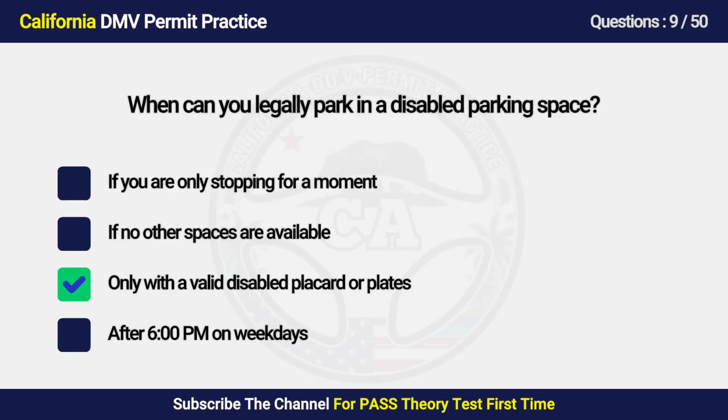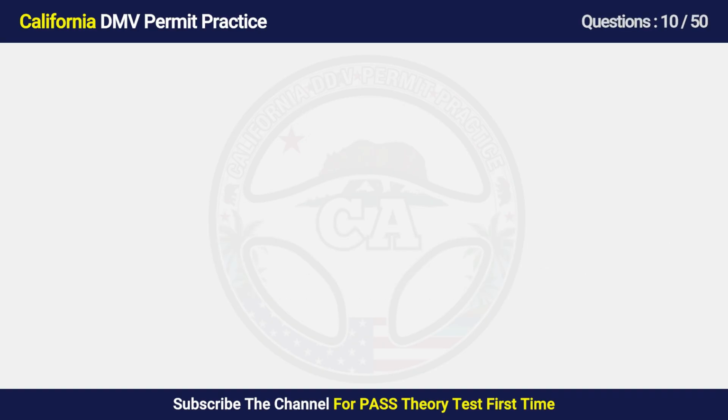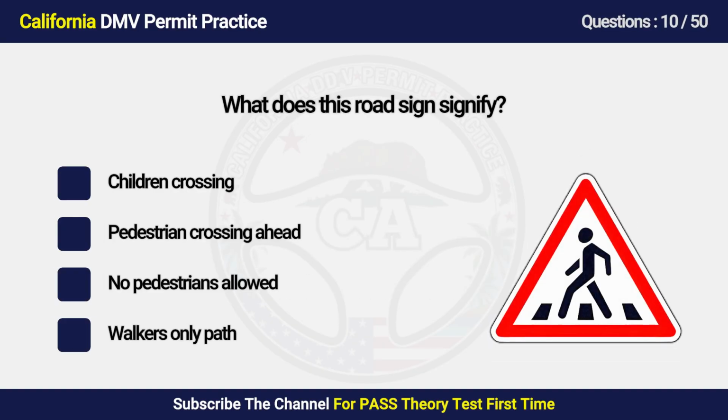Answer is C. Only with a valid disabled placard or plates. Disabled parking spaces are reserved for vehicles displaying a valid disabled person parking placard or license plates, regardless of the time or day. Question 10. What does this road sign signify?